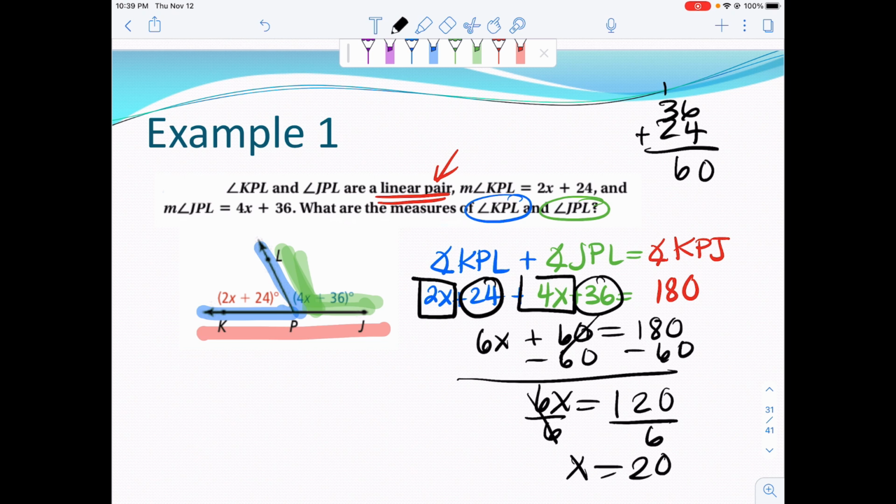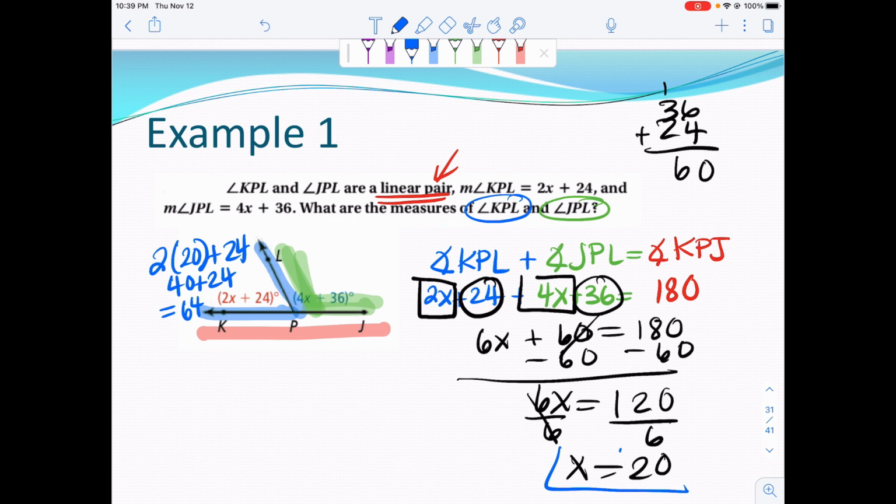Now, remember, they didn't ask us to find what x was equal to. They asked us to find the angles. So that's what I have to do. So I'm going to go ahead and plug in 2 times 20, because that's the information that we found, plus 24. And this is going to be 40 plus 24. And so this finally is going to be 64.